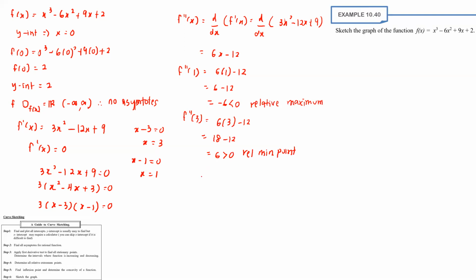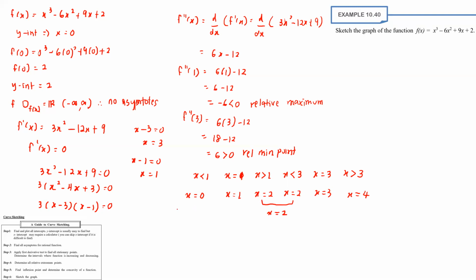Then what should you do? You have to consider the sign of f prime x on each side of the stationary values. So x less than 1, 1 less than x less than 3, and x greater than 3. For x less than 1, you can choose x equal to 0. For x between 1 and 3, choose x equal to 2. For x greater than 3, choose x equal to 4.